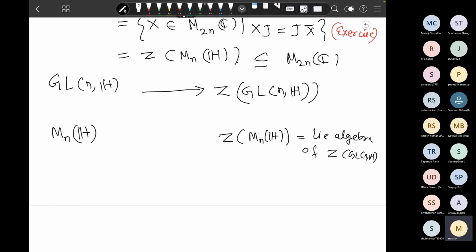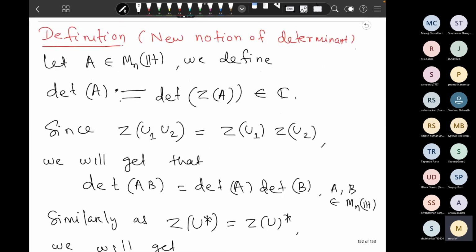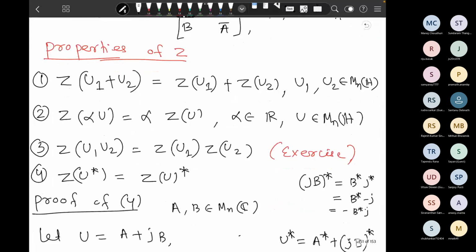Then I take this map Z, then I go to the complex setup. Then I get that Lie algebra. I am still in the complex thing. Now can I go back to the quaternion thing and conclude that MnH is the Lie algebra of GLnH? I can conclude that because if you look at this map Z and verify properties 1, 2, and 3, this map Z will be a Lie algebra isomorphism.